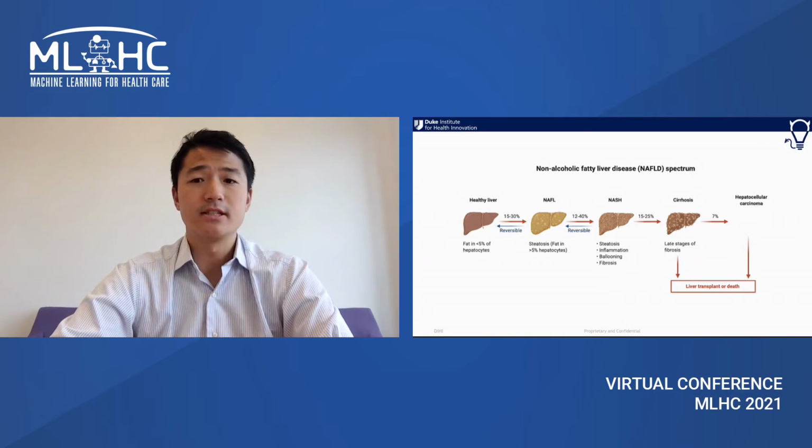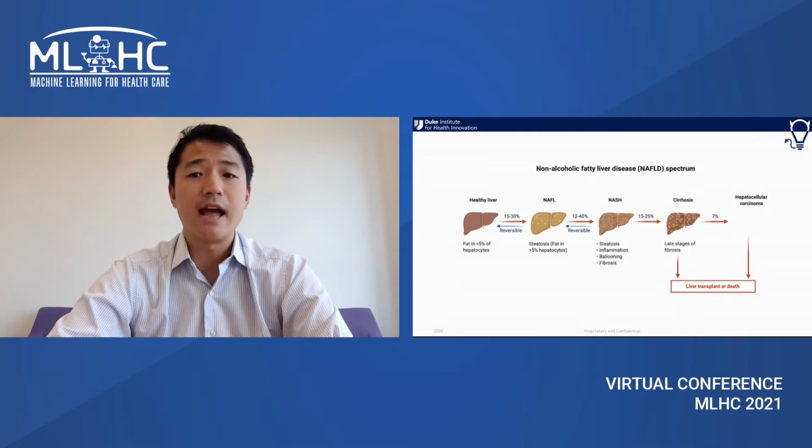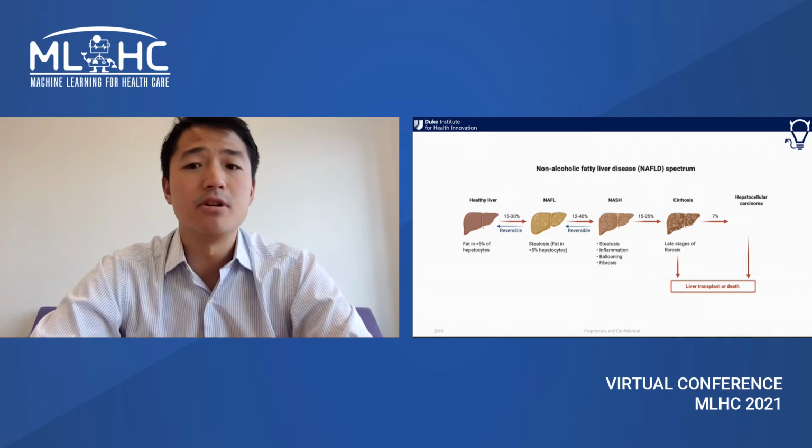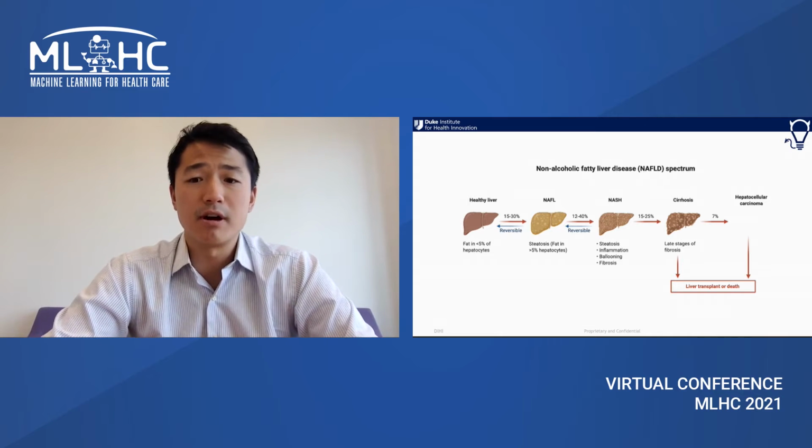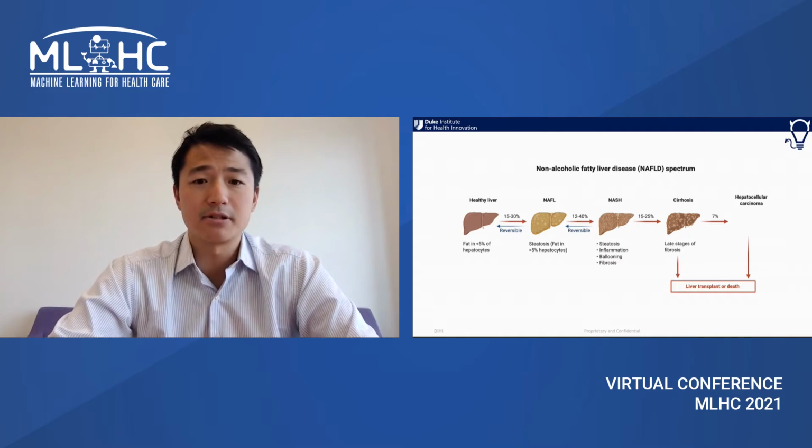Non-alcoholic fatty liver disease can more readily be characterized as a spectrum and is the most common cause of chronic liver disease in the United States, affecting approximately 1 out of 3 adults. While most patients with NAFLD have simple steatosis, 25 to 30% have the progressive subtype non-alcoholic steatohepatitis, which increases the risk of fibrosis, progression to cirrhosis, and the development of hepatocellular carcinoma.